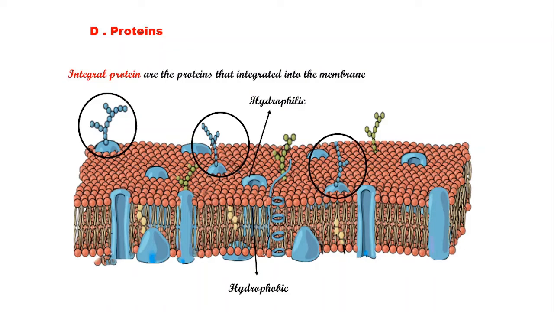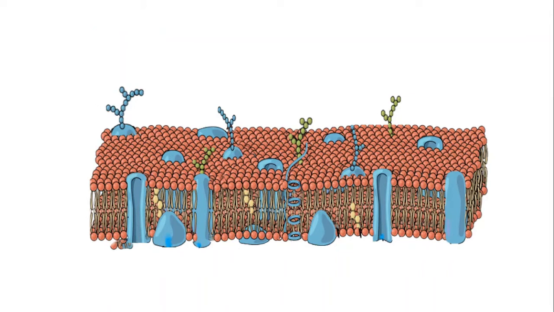Some integral membrane proteins form a channel that allows ions or other small molecules to pass. Another type of protein which can be seen in the plasma membrane is peripheral proteins. These proteins do not extend across the phospholipid bilayer.